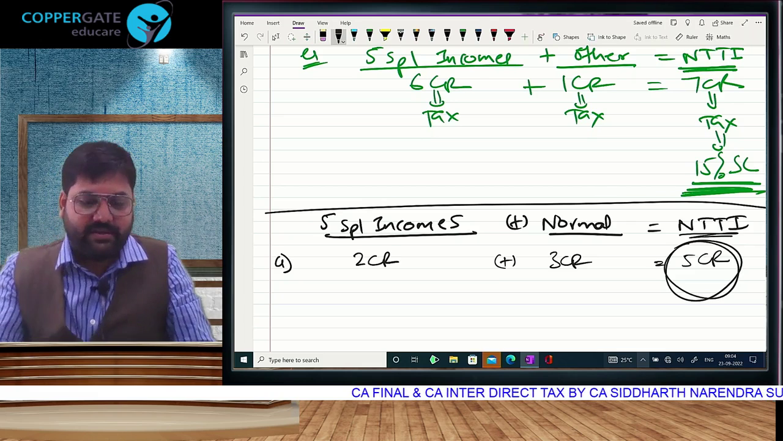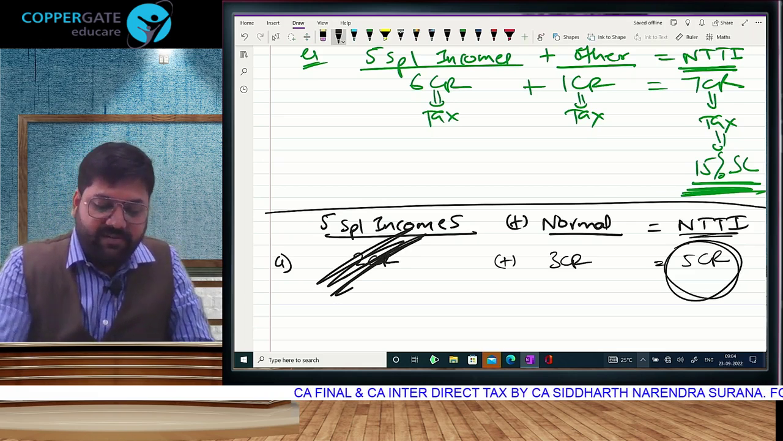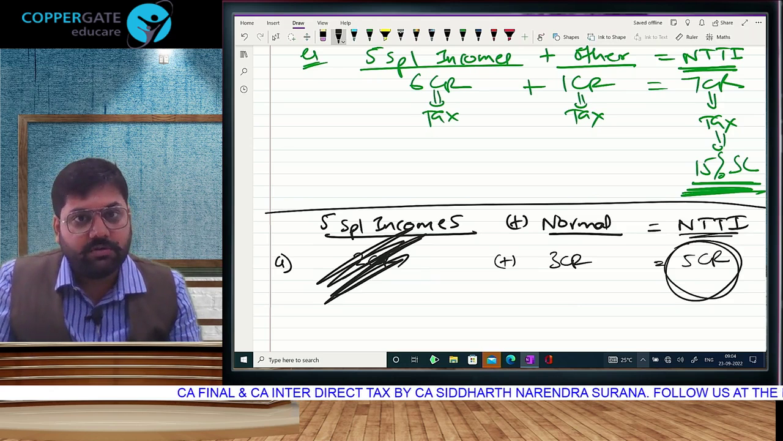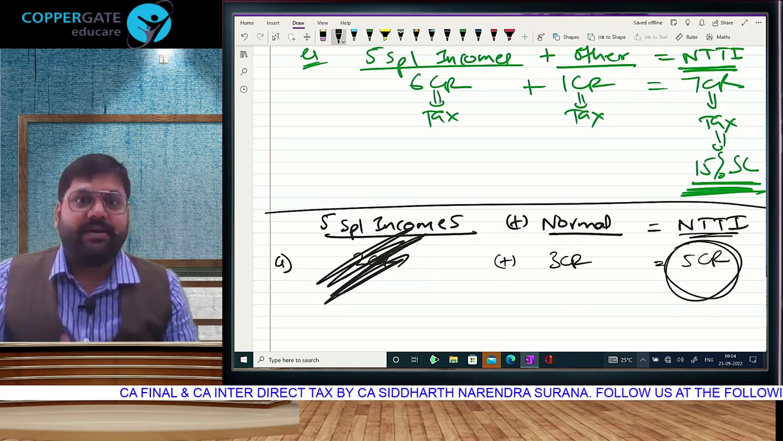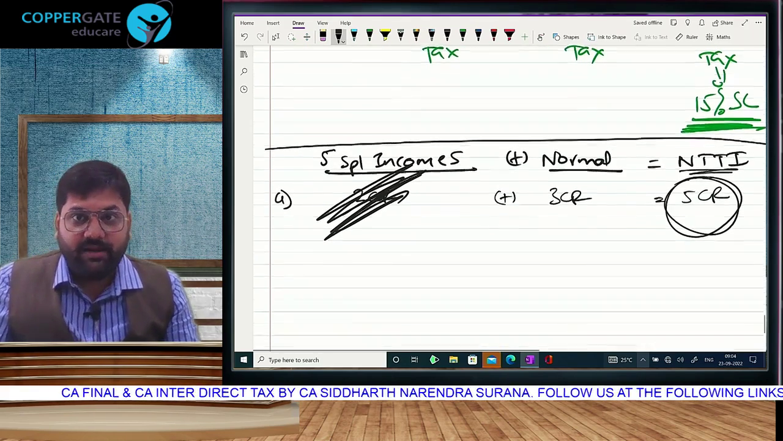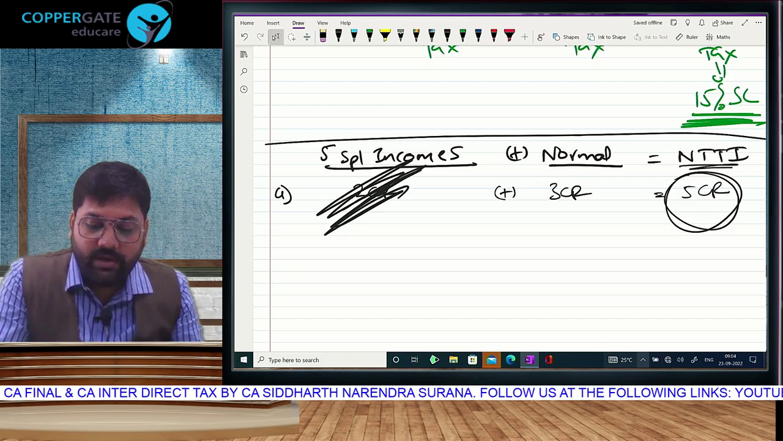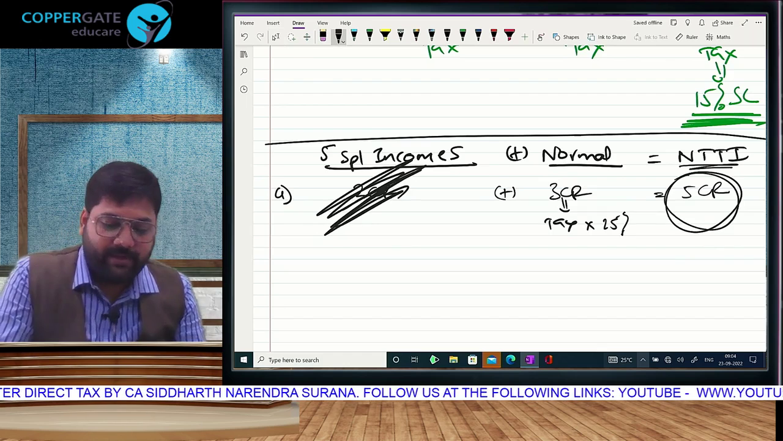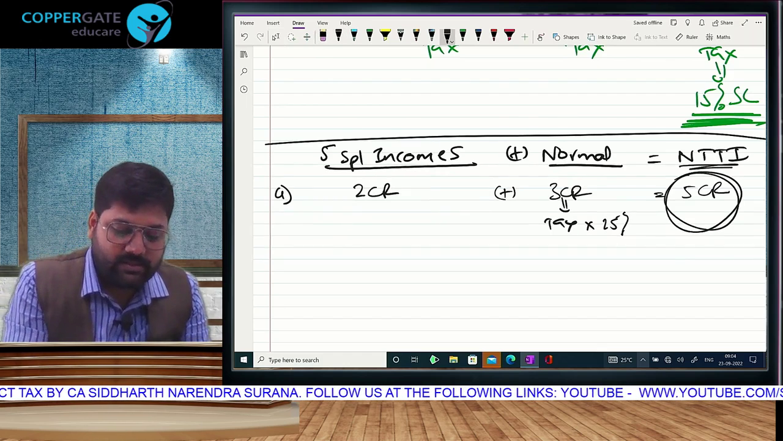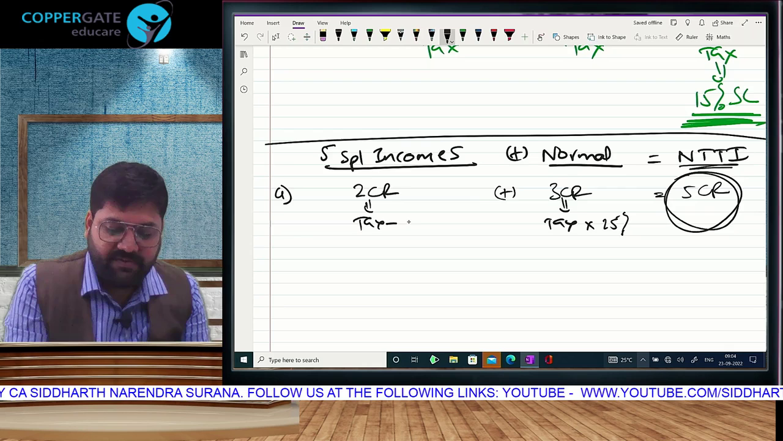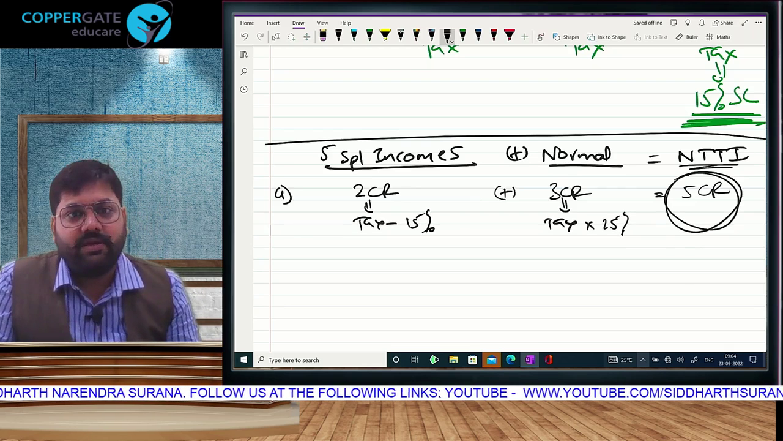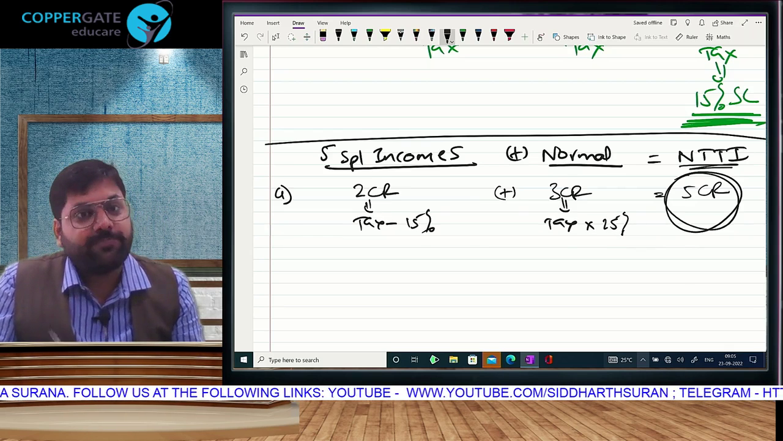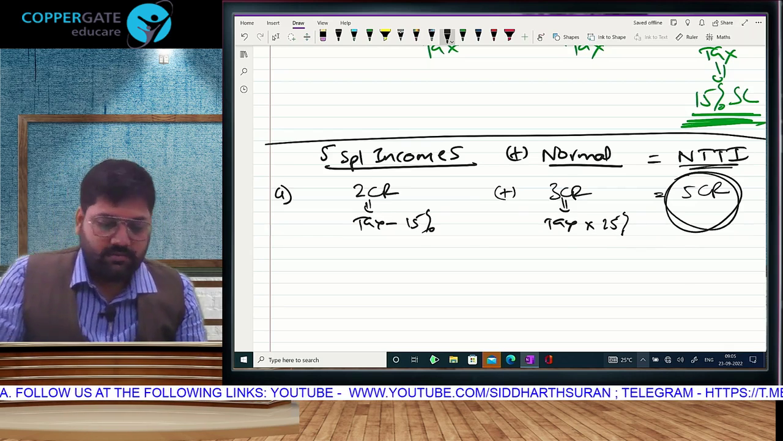Before applying 25 and 37, we will first remove our special incomes and check. Have I still crossed 2 crore? Then 25 will come, but only here. Calculate tax and on this tax apply 25%. As far as these incomes are concerned, calculate tax. For these we will apply only 15. This will not be more than 15. First point. Very good.